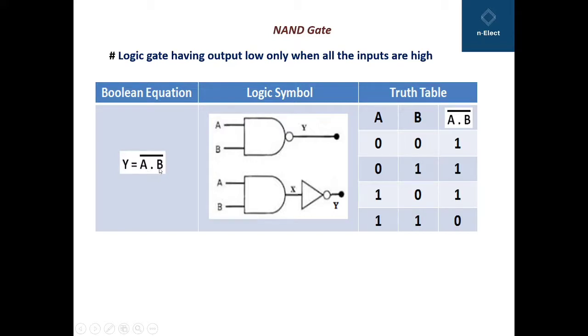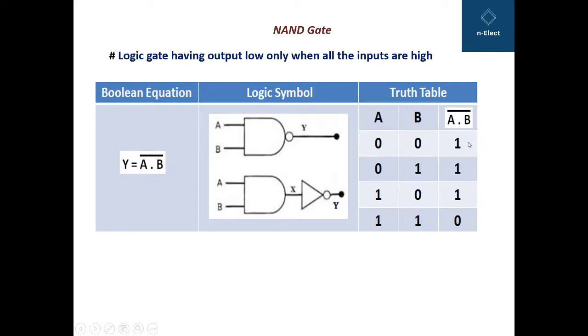Y equals A into B whole bar is the Boolean equation of NAND gate, while the logic symbol is basically a NOT gate followed by an AND gate. But for that it will require two gates to be used to represent it. As a symbol, NAND gate is represented as AND gate followed by a small bubble. This bubble actually indicates the NOT or inversion. So this is the logic symbol of NAND gate.